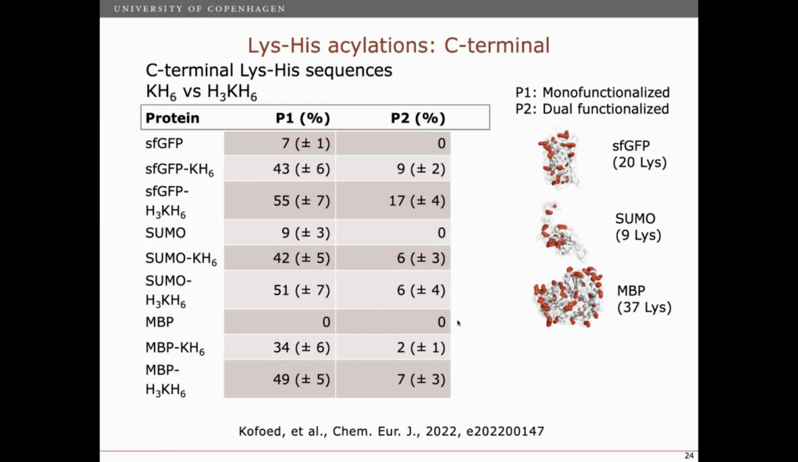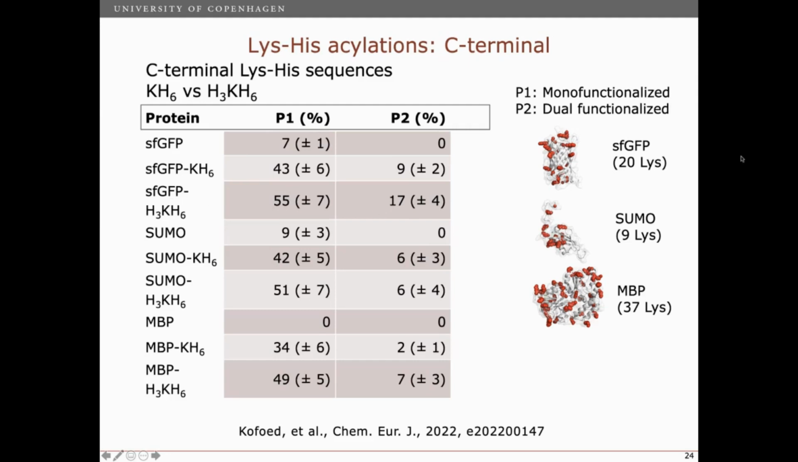Okay, so we tested this for GFP, we tested this for another protein, SUMO, as well as for MBP and a couple of other proteins. P1 here means one acylation, P2 means the undesired double acylation. And so you can see if you don't have your tag on it, you don't really see acylation to a significant level. If you have the refined tag here, you see a very good incorporation and little of the double.